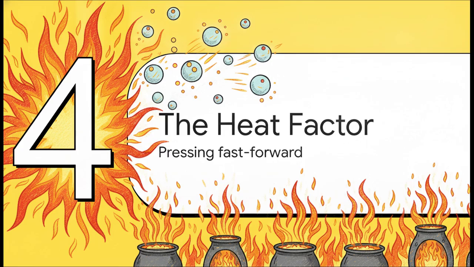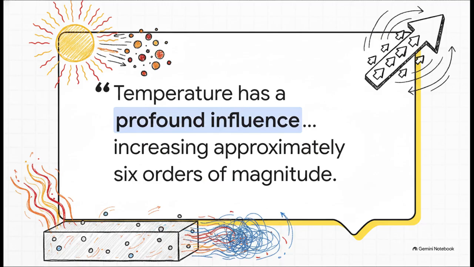Speaking of sitting in a furnace, let's pivot to part 4, the single most critical variable in this entire explainer, the heat factor, and pressing fast forward. I want to read this quote directly from our source material because it is just staggering. Temperature has a profound influence on the coefficients and diffusion rates, increasing approximately 6 orders of magnitude. 6 orders of magnitude. That means raising the temperature of a metal from, say, 500 degrees Celsius to 900 degrees Celsius doesn't just speed up diffusion a little bit, it can make the atoms move 1,000,000 times faster. Adding heat is literally pressing the fast-forward button on atomic movement.